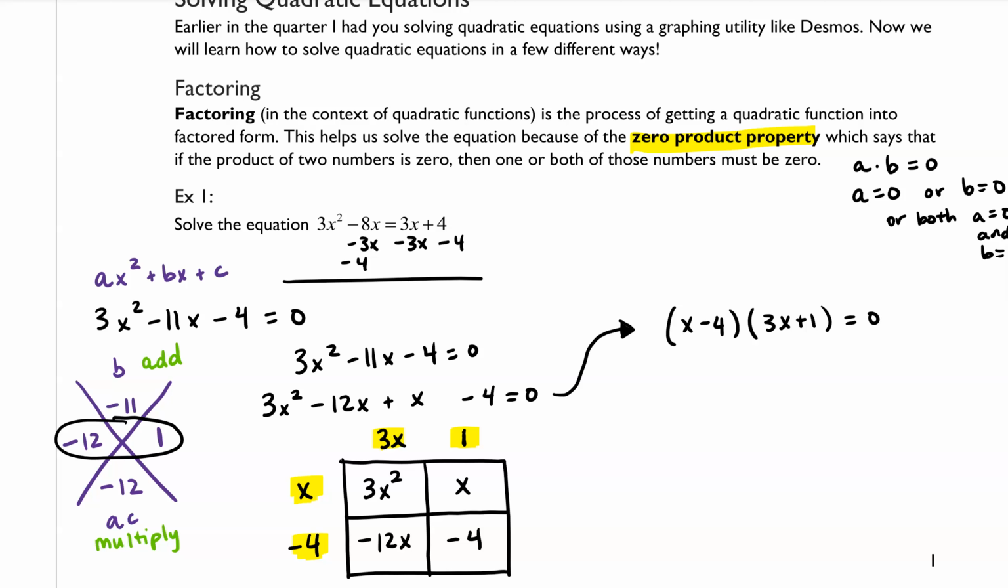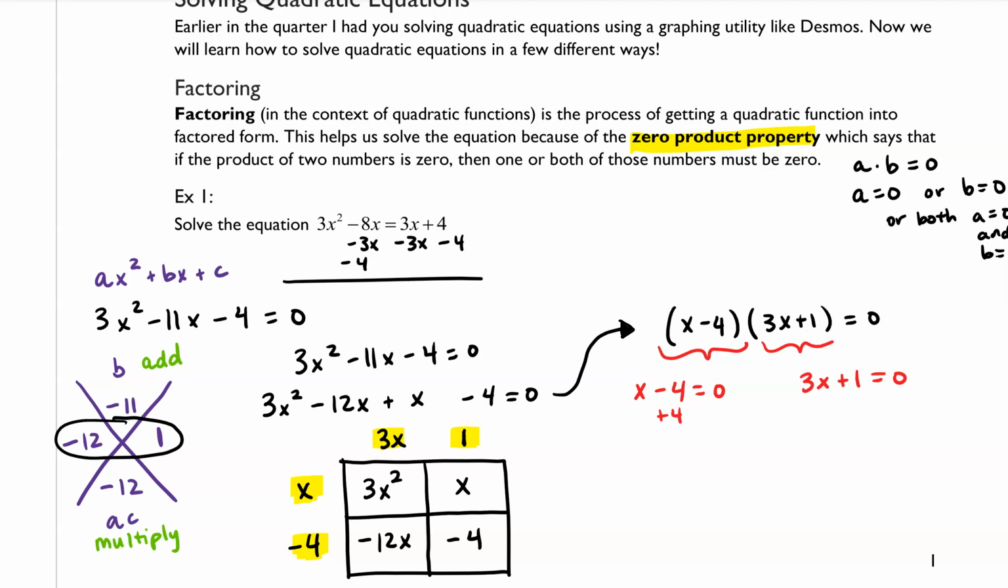Now that we have it factored, we can use the zero product property. And what that allows us to do is take each of these individual terms here, set both of them equal to 0, and then solve for them. So I'm going to go ahead and do that. Each set of inside the parentheses, I'm going to set equal to 0 and then solve for x. And those will give us our solutions for the equation.